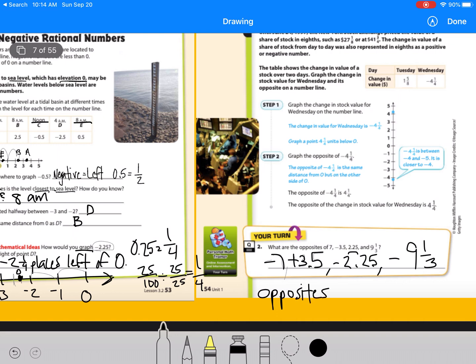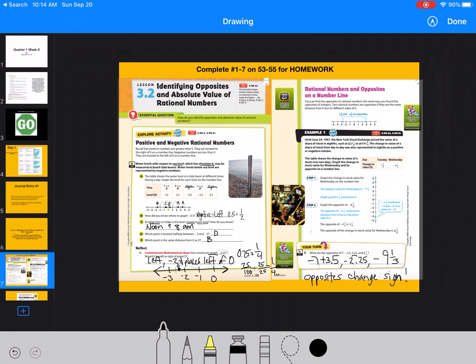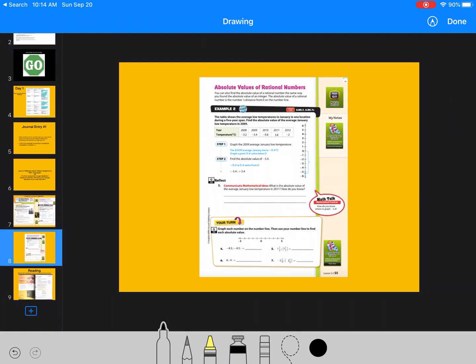So you change to the opposite sign. So I'm going to write that down to help you remember. Okay. So now we're going to go on to our next page.